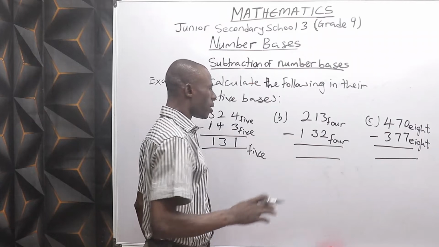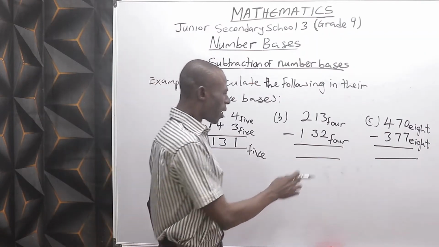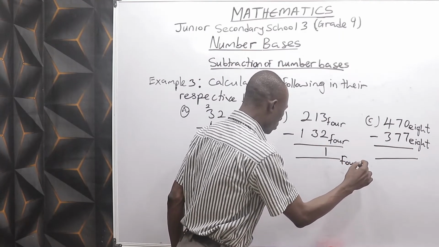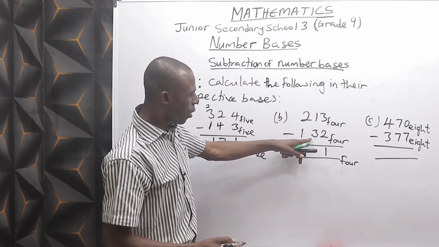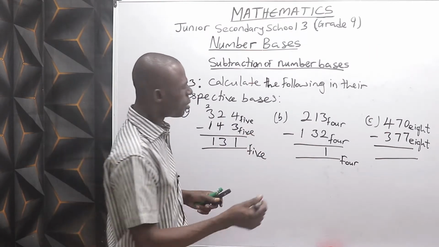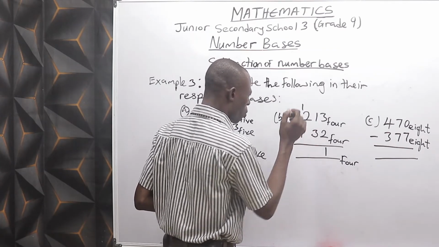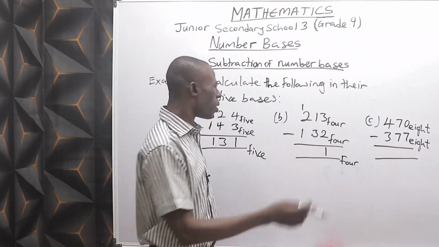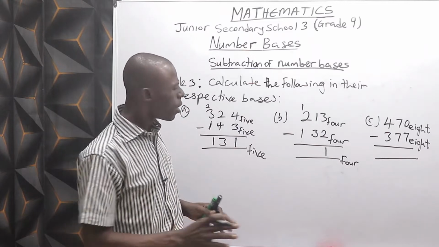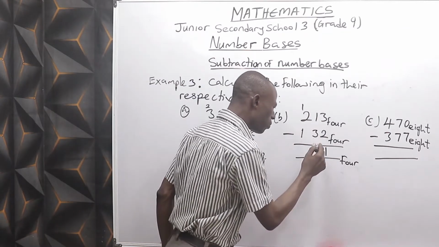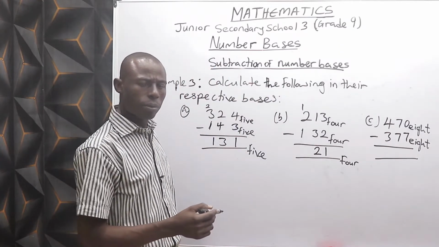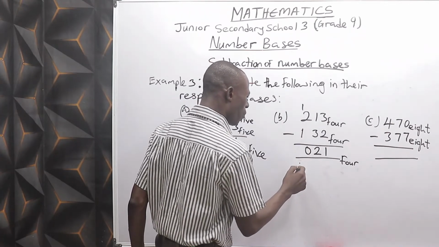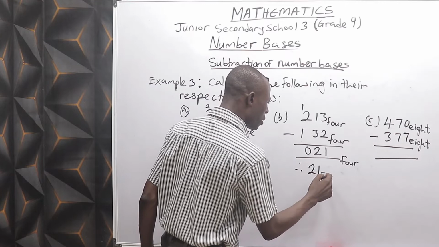Straightforward. Let's consider the B. Subtract 2 from 3, that is 1 in base 4. Subtract 3 from 1, it's not possible. Borrow 1 from these 2, so these 2 remains 1. The one you borrow becomes 4, your base, and that 4 is added to this 1 to become 5. Subtract 3 from 5 to get 2. So, this is 1. Subtract 1 from 1, that is 0. Therefore, our answer is 21 base 4.